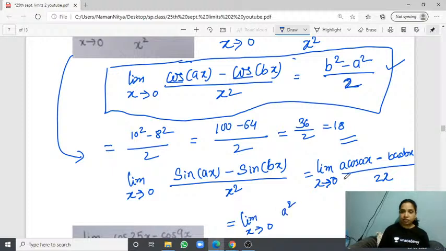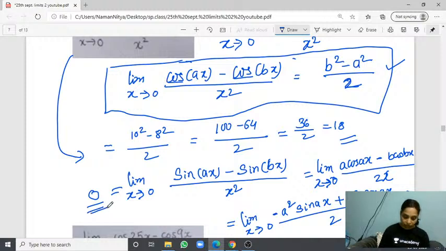And if again I differentiate this, I'll get a square, and cos differentiation is minus sine ax, minus minus plus, so I'll get b square sine bx, divided by 2. But if I put x equal to 0, then definitely the answer is going to become 0 only, because sine 0 is 0. So if in place of cos you have sine, then the answer for this one will be simply 0. Remember this. No need to do the calculation also.